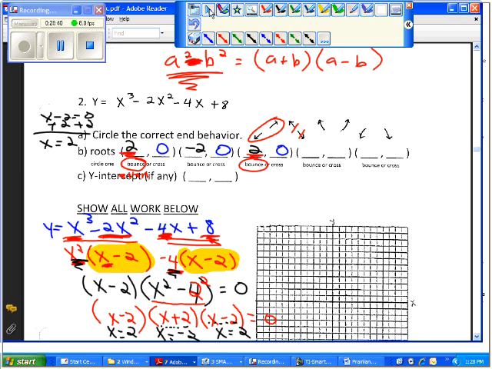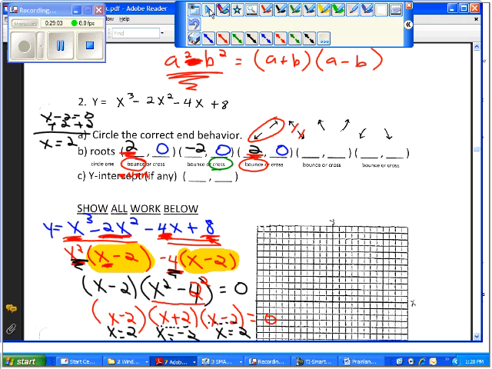How many times does the root negative 2 appear? Once. That's an odd number, so it crosses because that root appeared an odd number of times. So we're going to bounce at 2, cross at negative 2. Okay? You may be thinking, does it bounce up or down? You'll have to figure that out with all this other stuff.